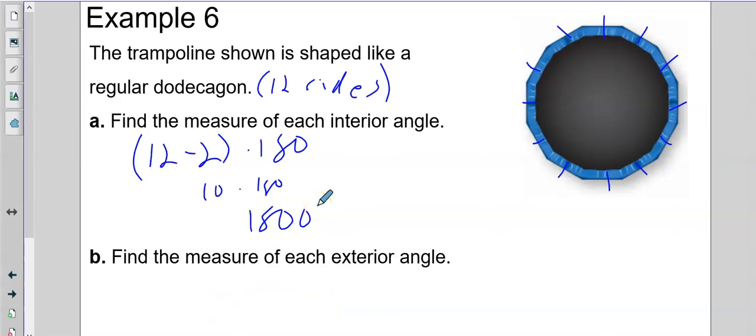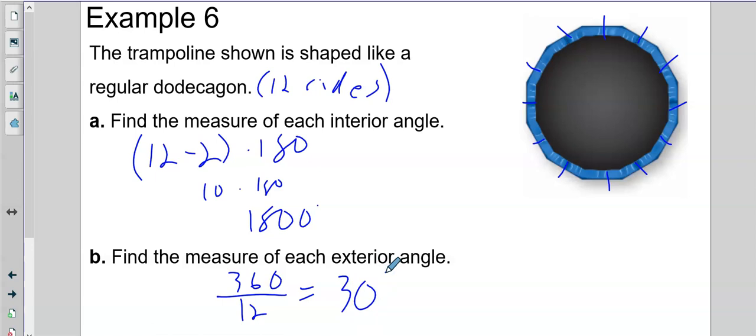Find the measure of each exterior angle. Well, remember, it's 360 no matter what the shape is. If I have 12 sides, I have 12 exterior angles. And this one you can do without a calculator also, because 36 divided by 12 is 3. Tack on the 0. So each of the exterior angles is 30.